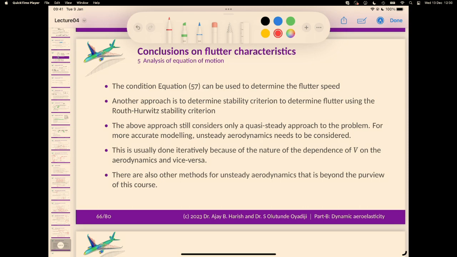Right? But that's again going into doing a forced vibration. You have everything, just substitute a force on the right hand side and you would be able to do that in a way. Okay.